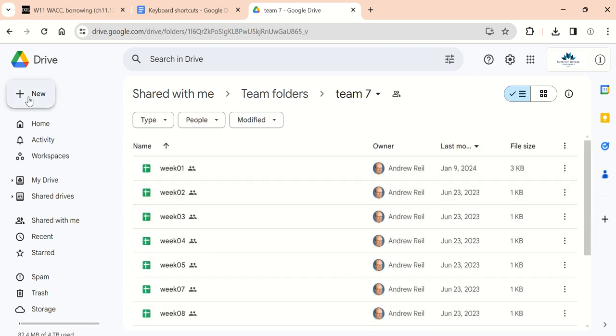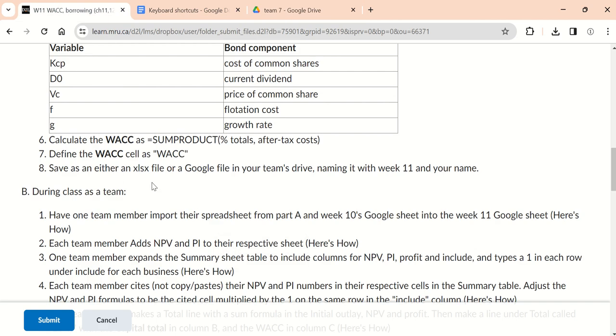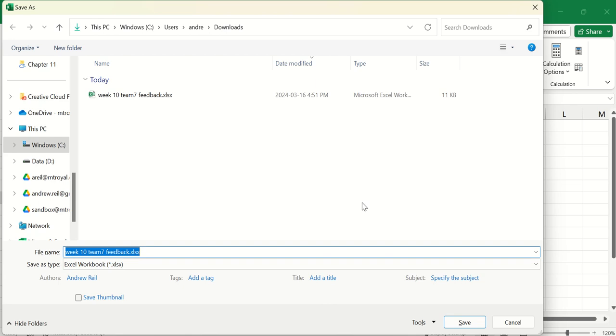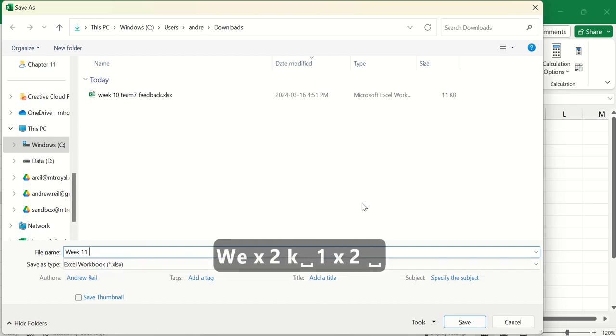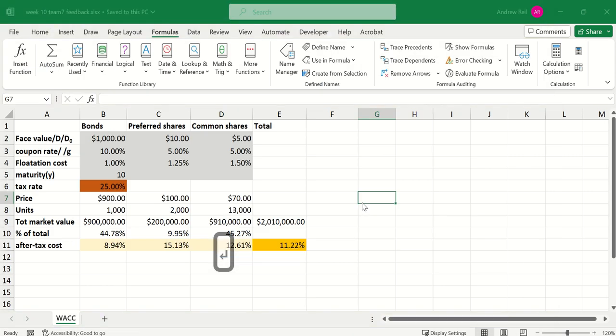and I'm going, oh, and I should name this. It says that I should name it week 11 and then my name. So I'm just going to save as F12, and I'm going to call it week 11. Student 1 is my name, or yeah, let's go with student 1. And enter.